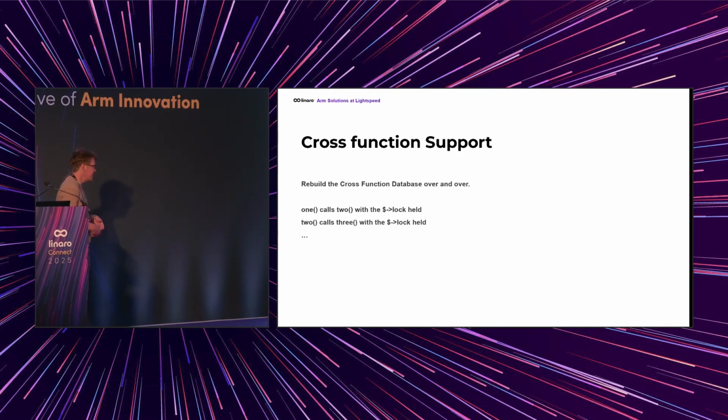Every time you rebuild the database, it builds on what's already in the database. So you call it with a function locked, then that one calls it with a function locked, that one calls it with function locked, and I normally say about 5 times if you rebuild it, it basically covers the whole call trees.